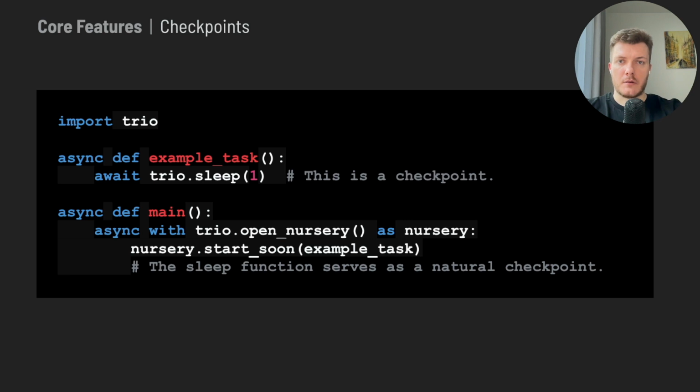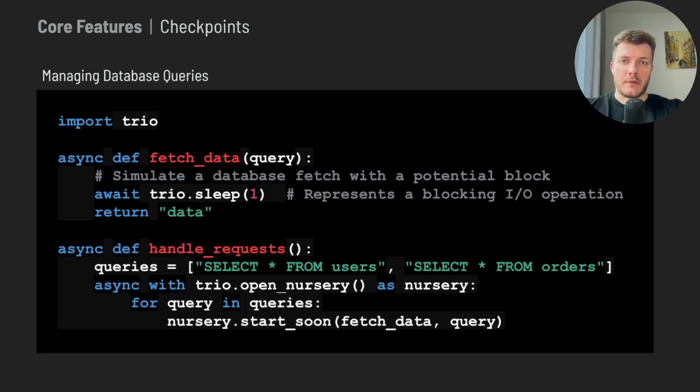Now let's see how these checkpoints play out in real life. Consider an application that manages simultaneous database queries. Using checkpoints effectively allows each query to run concurrently. This minimizes response times and maximizes efficiency. For instance, while one query is waiting for data, another can proceed. Proper use of checkpoints ensures that no single task hogs system resources.